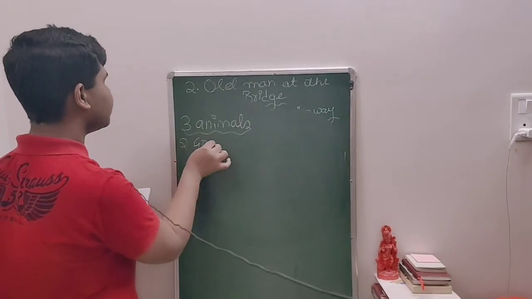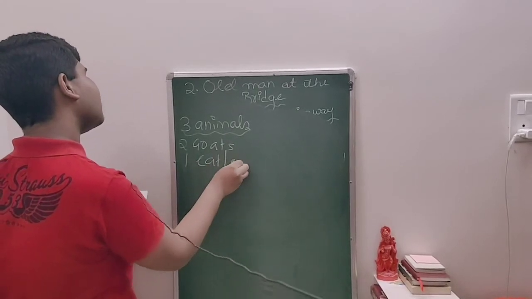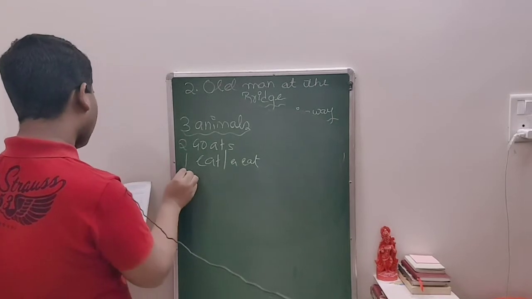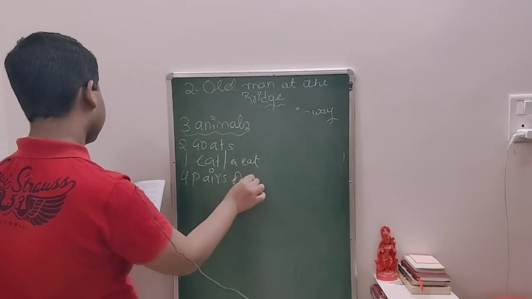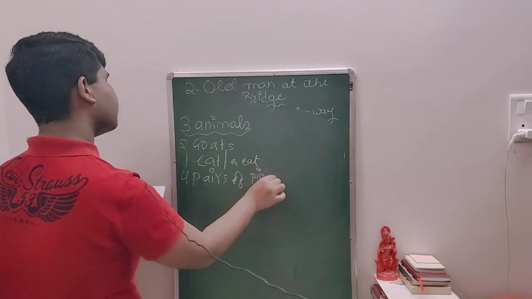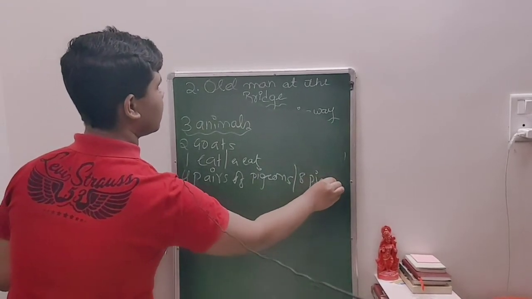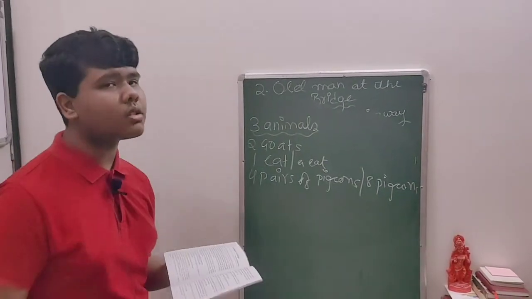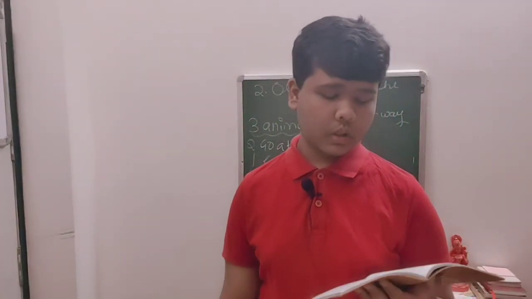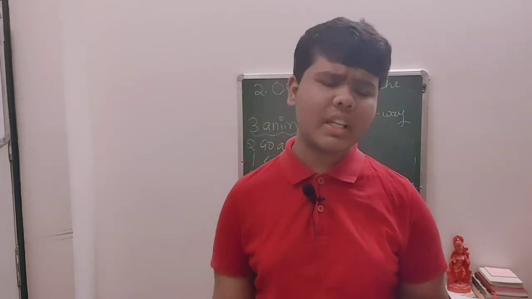2 goats, right? 1 cat, and 4 pairs of pigeons, or you can write 8 pigeons. Right, remember this: 2 goats, 1 cat and 4 pairs of pigeons. These were the animals that he owned. And you had to leave them, I asked. The narrator asked, and you had to leave them.